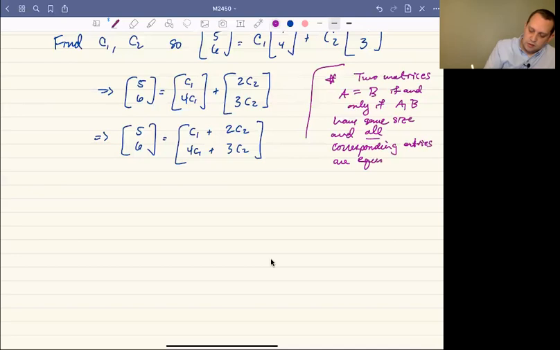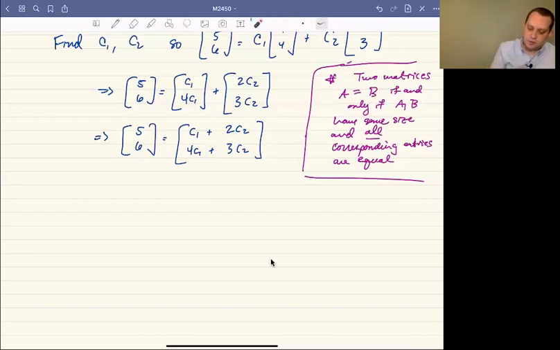Okay, so certainly if two matrices are of different sizes, they're not equal. But even if they're the same size, if they have different entries anywhere, they're not equal. So to be equal as matrices is actually a very strong thing. It means that each of the corresponding entries are equal.